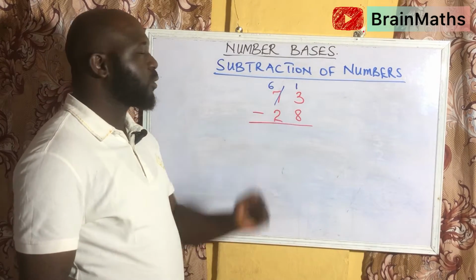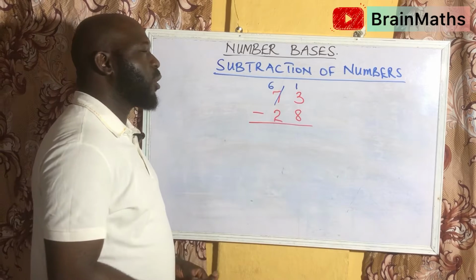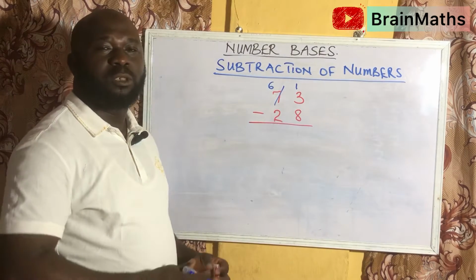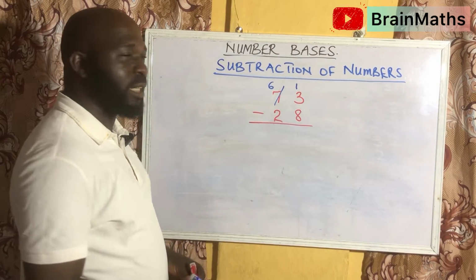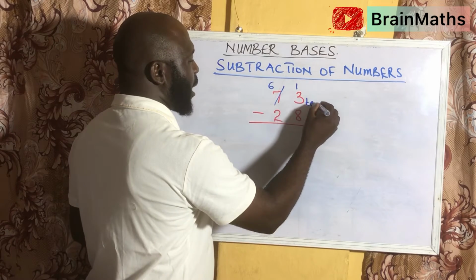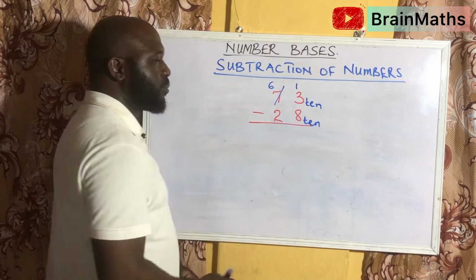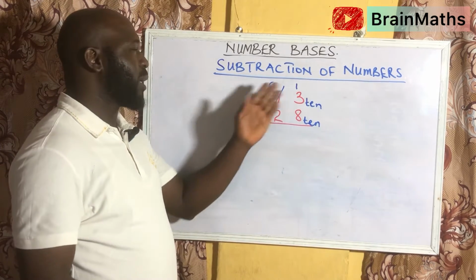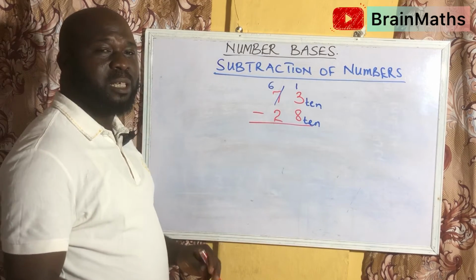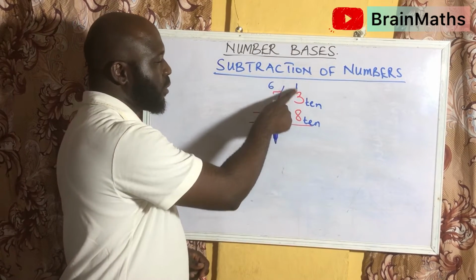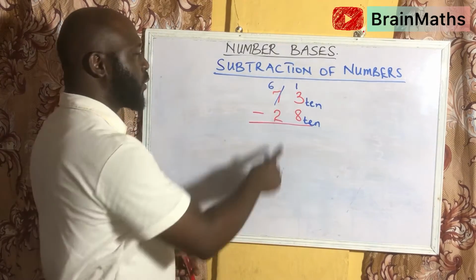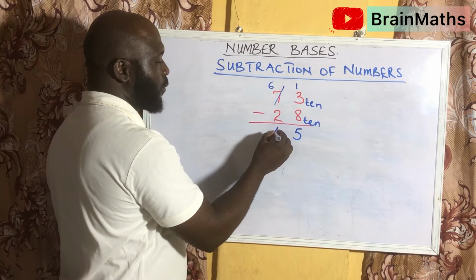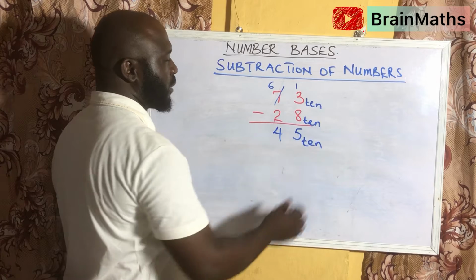And if you look closely, like I said in our previous lesson, all our daily activities, we base them on natural numbers. And all the natural numbers are numbers in base 10. This is to tell you that this number is in base 10. That is, every one borrowed or taken from one side to another side is regarded as 10. That is why we are adding 10 to 3 to give us 13. So 13 minus 8 will give us 5. 6 minus 2 will give us 4 in base 10.